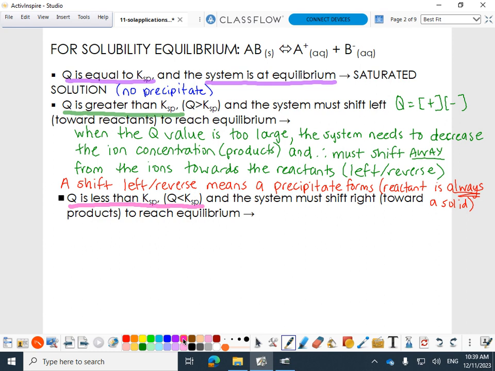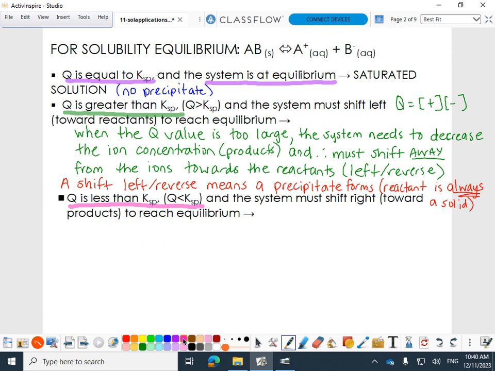Okay, so when our trial value is too small, then we need what is being multiplied to get bigger in order for our answer to become larger. In chemistry terms, that means we need the cation concentration and the anion concentration to increase. Because ions are always on the right-hand side, the forward direction, we have to shift to the right towards the products. So if Q is less than Ksp and you have to shift to the right, then you're not going to get a precipitate formed, because on the right-hand side is always ions.